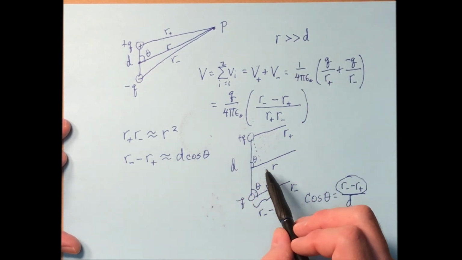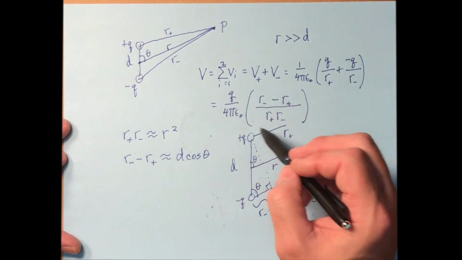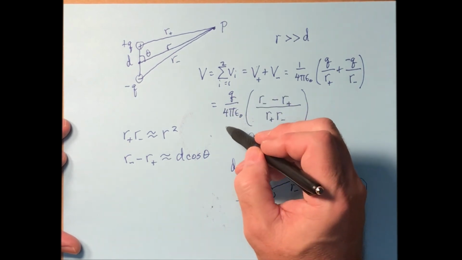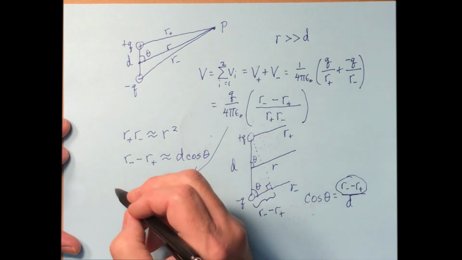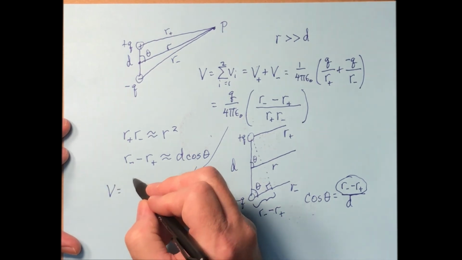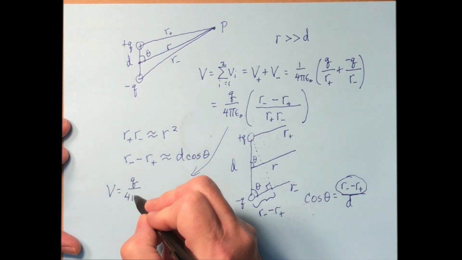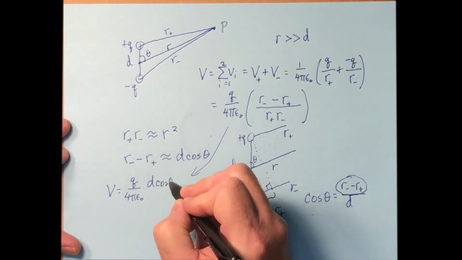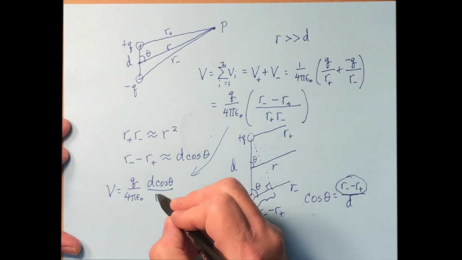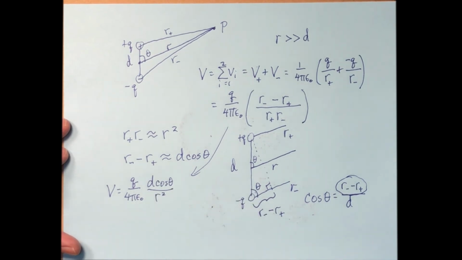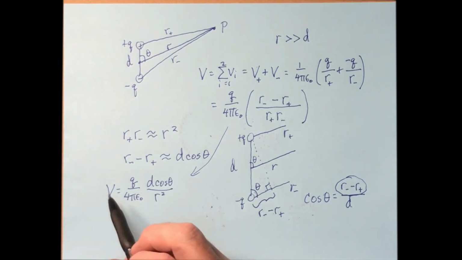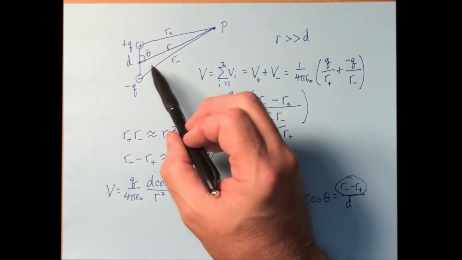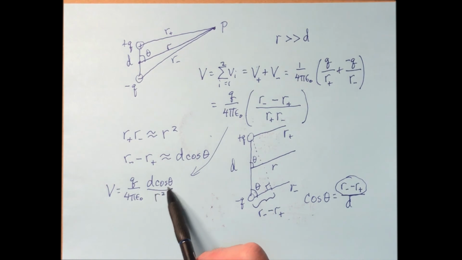Okay, well, if that's true, then we can substitute those in up here, and we can rewrite it down here. V is going to be Q over 4 pi epsilon naught times d cosine theta over r squared, like that. Okay, there we have the relationship then for the potential a distance r away from a dipole at some angle theta.